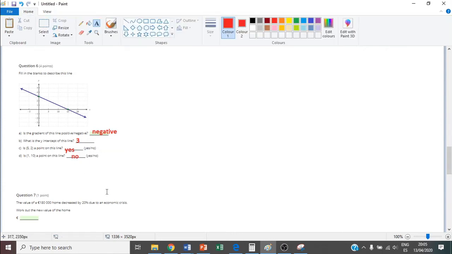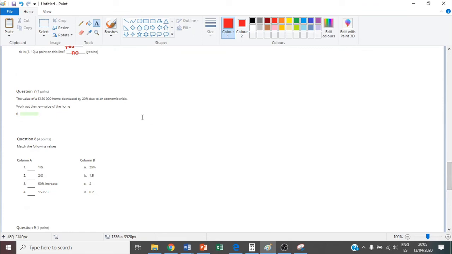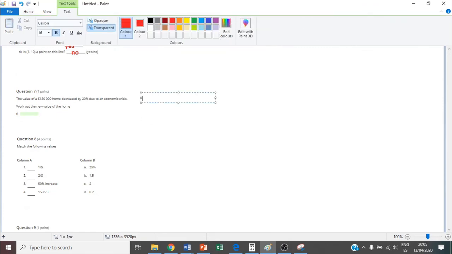Question 7 is the last one that we actually had difficulty with. The last 3 questions were actually a lot easier. But question 7, you are likely to see another question like this on the next assessment, so let's be careful with it. The home value has decreased by 20%, so I do 100% minus 20%. What percent is left? That is 80% of the 180,000.